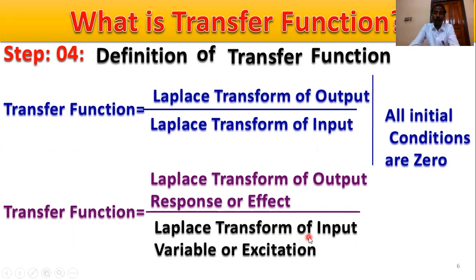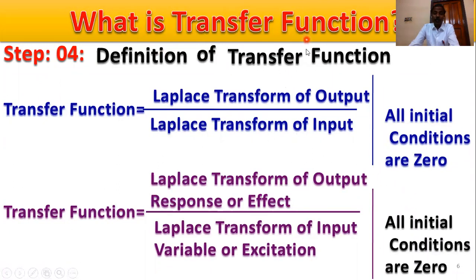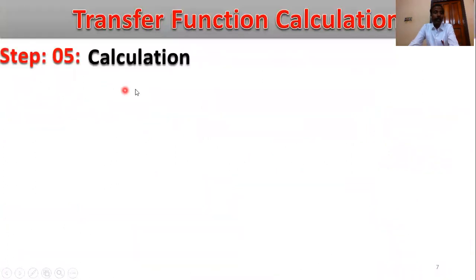This is also called the cause, because it is a cause and effect relation, and with all initial conditions zero, it is called a transfer function. Then, using the transfer function definition, what is step number 5?